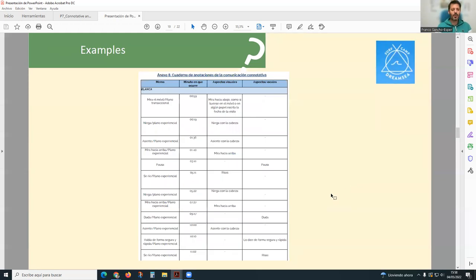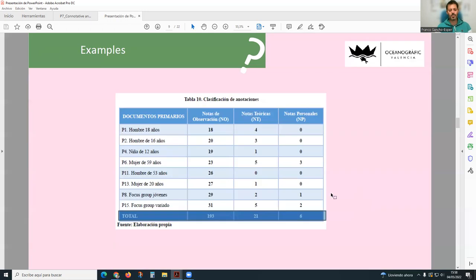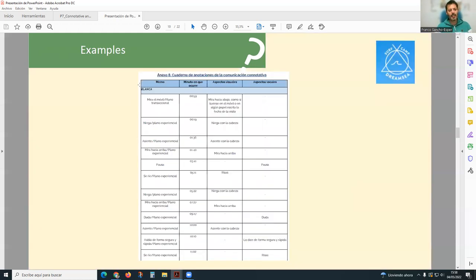This is another example. This is a good example because it's more specific than this. In this one, we only have the number of observational notes. As you see, 18, 4. But in the second table that we are going to see, what we have is each of the interviews. And this is the name of the individual interview. This is what happened, the memo.